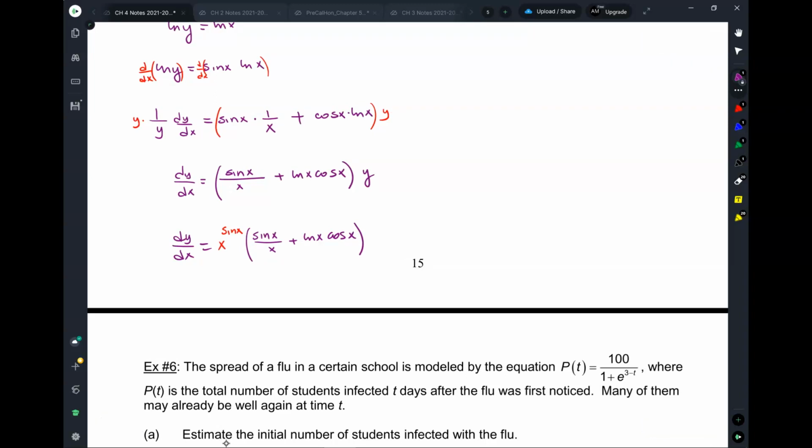But if there is a single term and then a parenthesis, the single term always goes before.